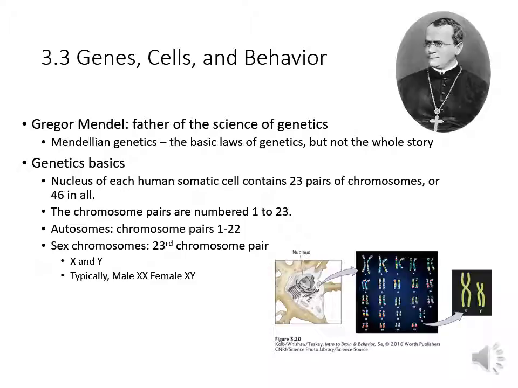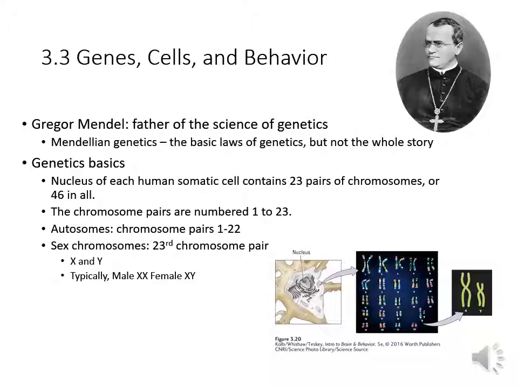We're going to talk in this chapter mostly about Mendelian genetics. It's the basic laws of genetics, but it's not the whole story. And you might remember that Gregor Mendel is the father of the science of genetics. He was kind of the first person that described genetics in the way that we basically understand it now. He was, I think, a Czech monk who was really into his pea plants.